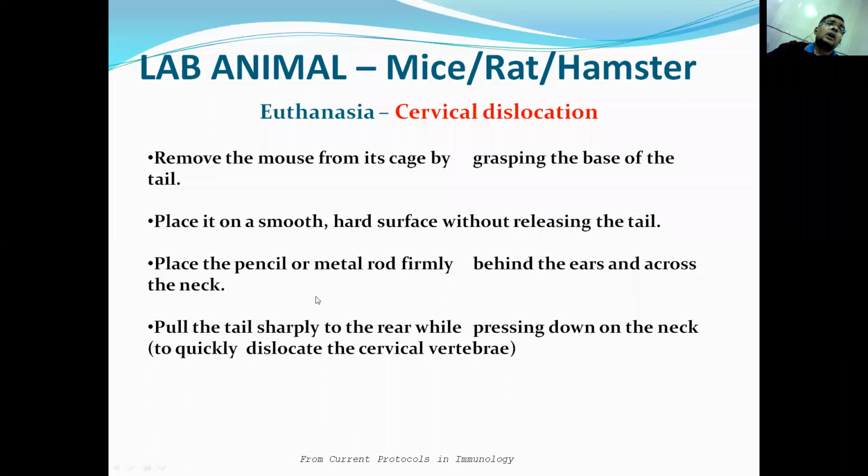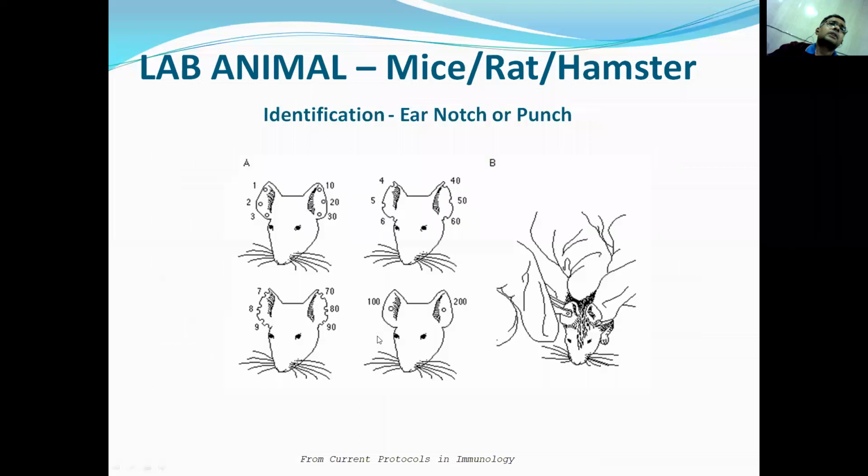Now we can see that sometimes identification is required, because there is a large number of animals that may not be easily identified by seeing their morphology, because they look one and the same.